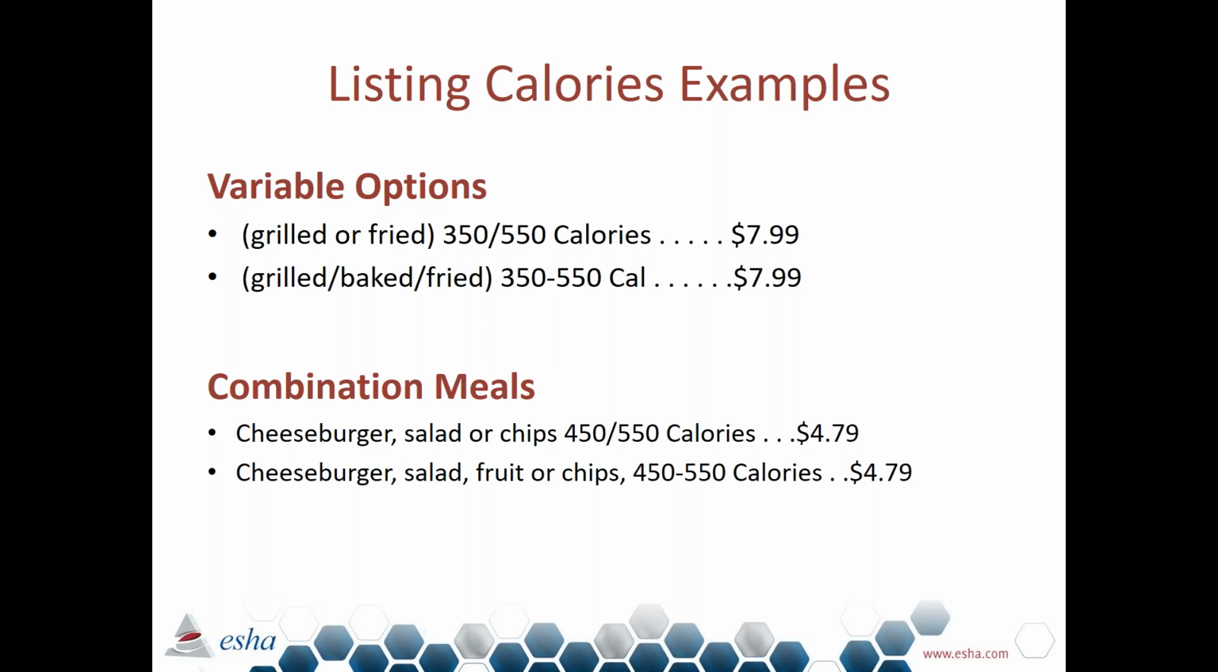However, if there are three or more options like grilled, baked, or fried, then you would denote this by a dash. This also works for combination meals. So in this example, you have an entree and two sides. So you can separate those and show them with a slash, or if you have three options for three sides, then you can use a dash to show those different calories.